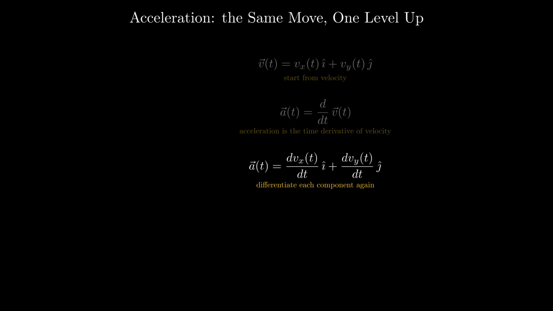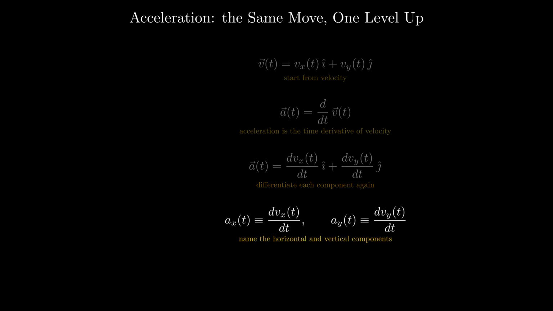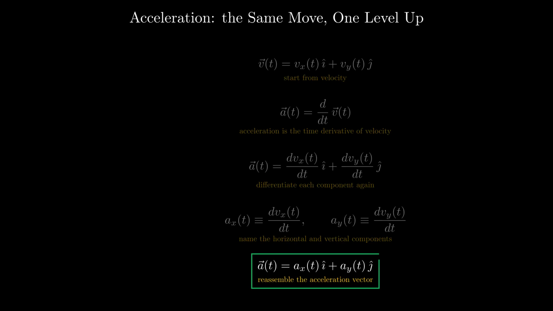And as before, we name the components. We define a sub x of t as the derivative of v sub x with respect to t, the horizontal component of acceleration. And we define a sub y of t as the derivative of v sub y with respect to t, the vertical component of acceleration. So the acceleration vector is a sub x times i hat plus a sub y times j hat. It is the identical move, one level up. Differentiate position to get velocity. Differentiate velocity to get acceleration. Each step done independently in the horizontal and the vertical.